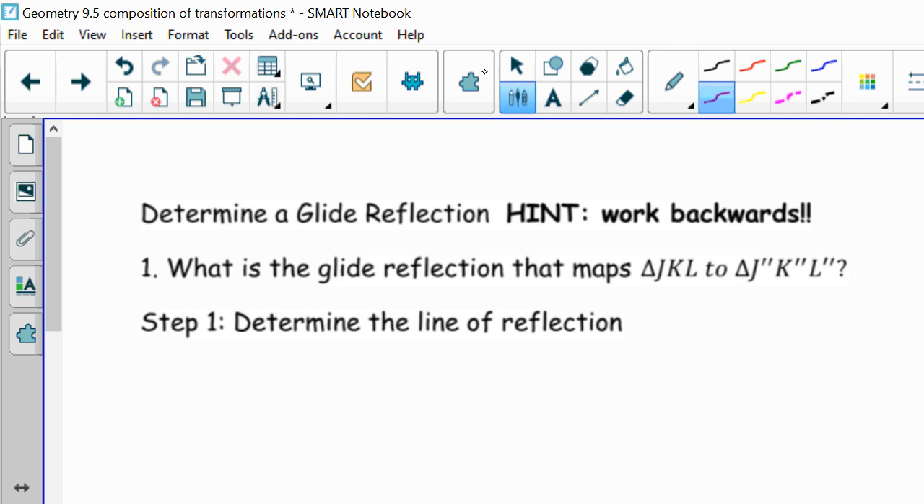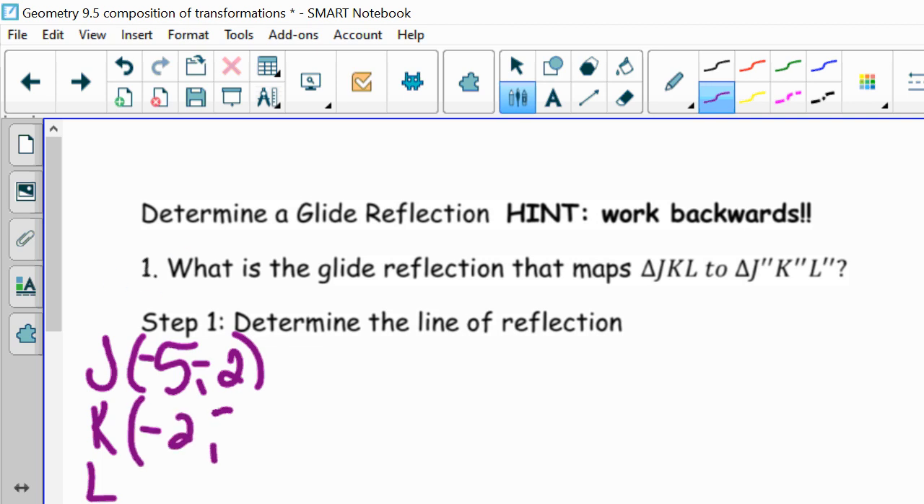So the very first thing that I have to do here is find out what is my reflection, okay? So I need to work on finding what the reflection is going to be. So first let's just list where we are starting. So J, K, and L. J is at the point (-5, -2). K is at the point (-2, 3). And L is at the point (-3, -2).